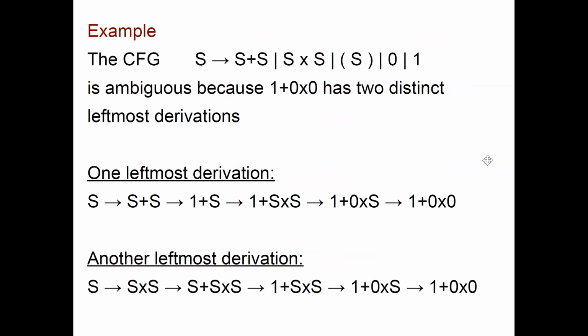Let's give an example. This context-free grammar here is ambiguous because the string 1 plus 0 times 0 has two distinct leftmost derivations. This is one leftmost derivation, and this is another one. They're both leftmost. If you think of a compiler, naturally the compiler can proceed by leftmost derivations. So if there are two different derivations, the compiler may be in trouble when trying to assign a meaning to the string.